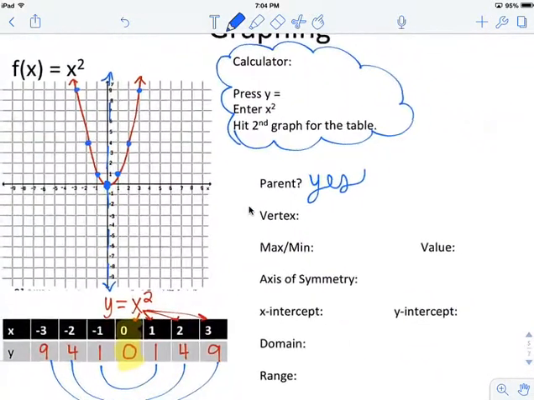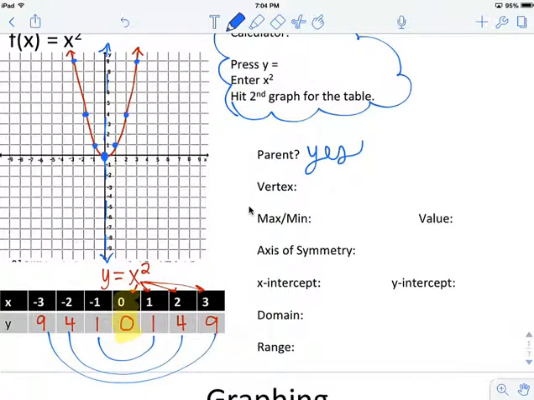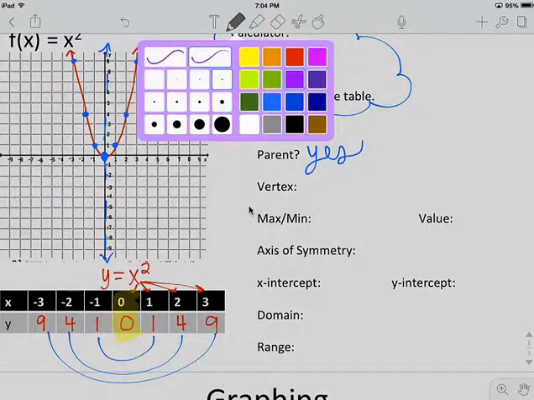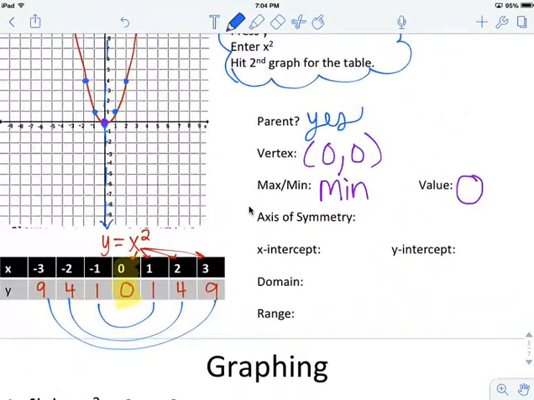So now we're just going to label these like we did in the previous video. So the vertex, we said, is the origin, which is 0, 0. For this one, it is a minimum. The minimum value is 0. I already labeled our axis of symmetry. It is actually the y-axis, which means x equals 0. Remember, this should always match the x on your vertex.